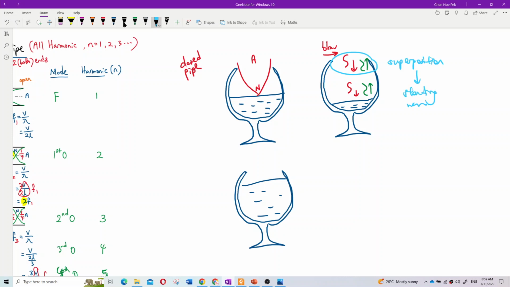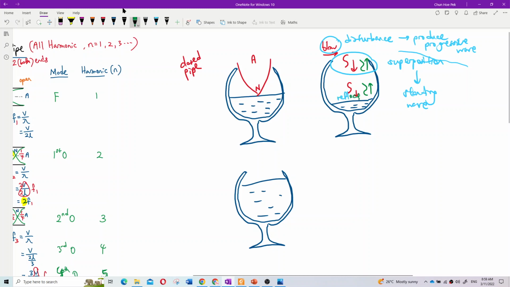Understand? So you must blow first. You must blow because this is a disturbance to produce a progressive wave. First you must have a progressive wave. You blow, it gets here, and gets reflected. Then they superpose and produce a standing wave. So a standing wave comes from a progressive wave, and a progressive wave comes from a disturbance. So you must have a disturbance first.